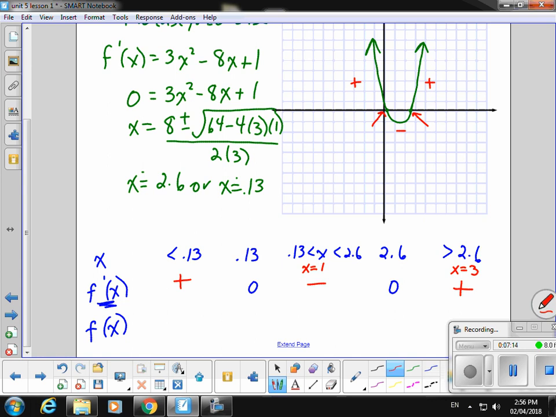That tells me that I have increasing in my original function. This is a turning point. Change direction, and then we decrease. Then I turn again.